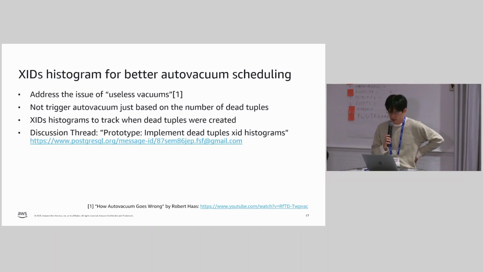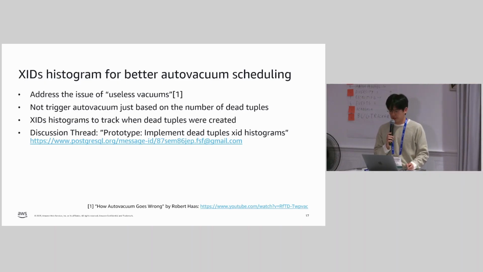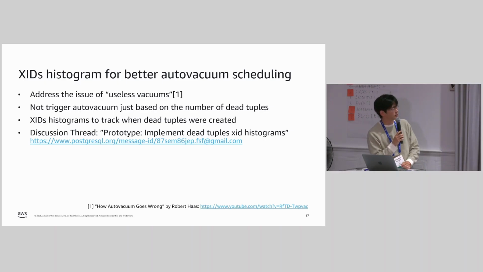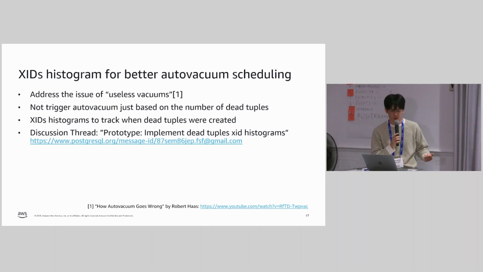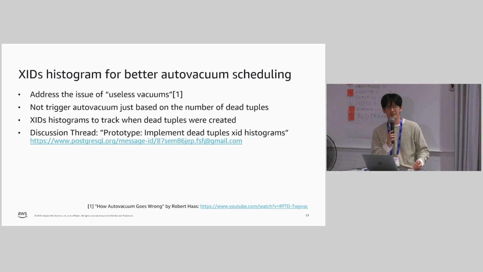So the idea is maintaining a histogram in order to track when tuples were created, in terms of transaction ID. With that, we can estimate how many dead tuples we might be able to remove if we run vacuum this time. I think it's a very interesting feature. The last time I checked the thread, last week, it hadn't received any reply. But after this conference, I'm going to review it and study more. And yeah, I like this idea.